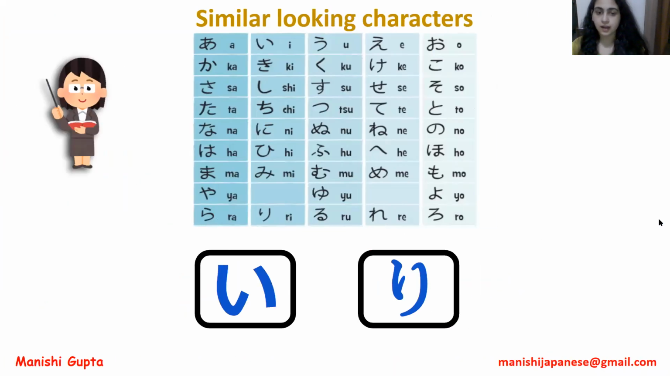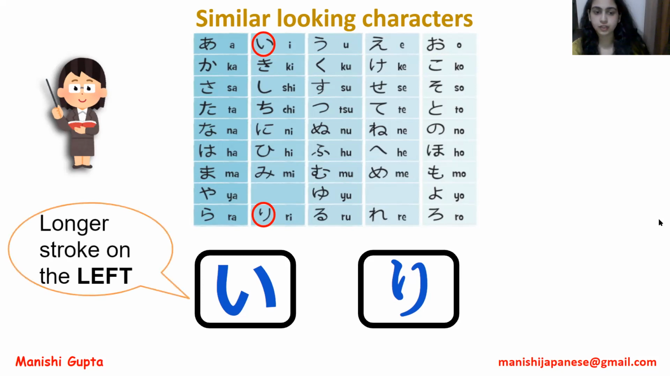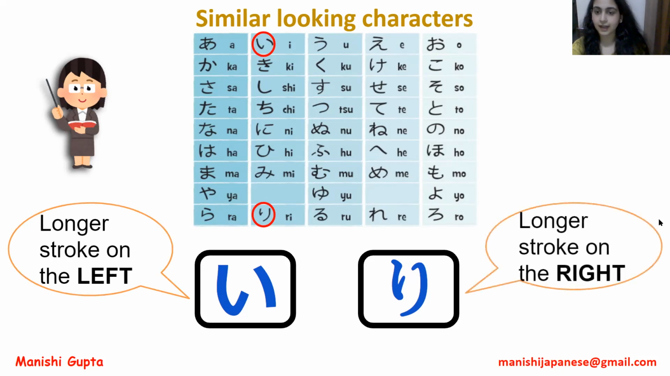Next one are these two, E and Re. So the first one is E, second one is Re. Again, many of the learners are confused how to differentiate between these two. So the longer stroke, the longer line is on the left when it's E, as you can see, and for Re, it's on the right.